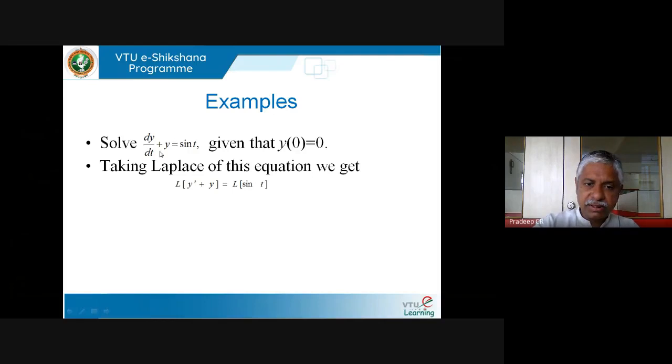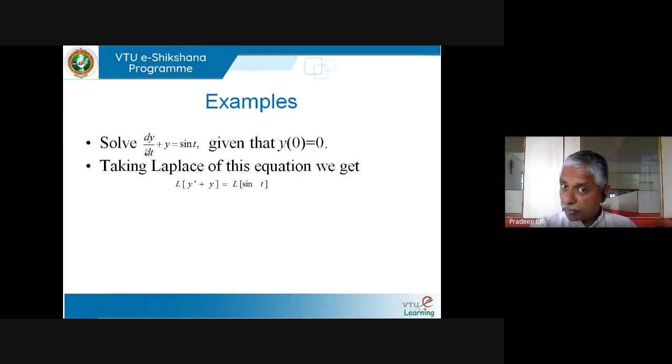First, take Laplace of this equation. This is the given equation. The given ordinary differential equation is dy by dt plus y equal to sine t. Take Laplace. That means y dash plus y equal to sine t. That's how I write this, no? Now y dash plus y equal to sine t, take Laplace of this full equation. That means on the left hand side you will have Laplace of y dash plus y, and on the right hand side you will have Laplace of sine t. I hope it's clear. I'm just taking Laplace of this differential equation.